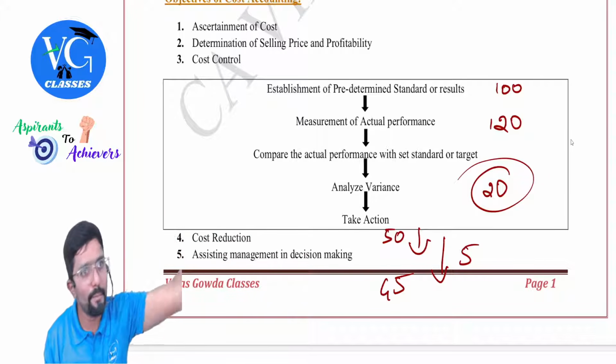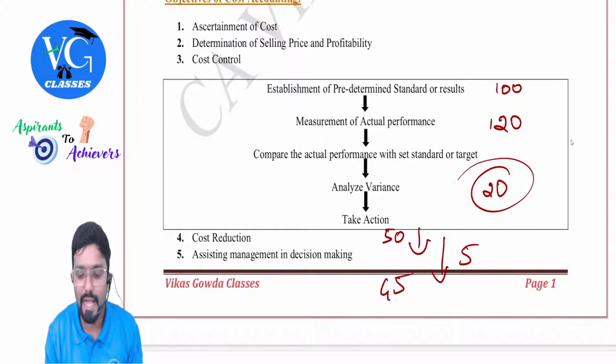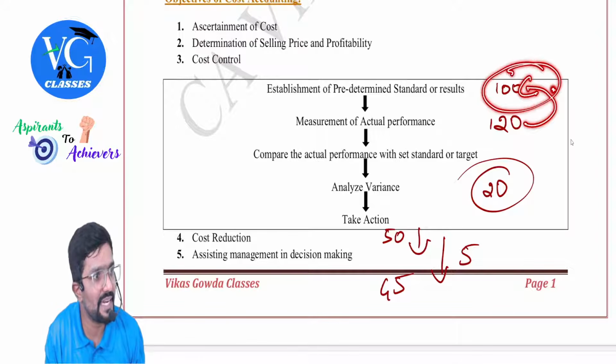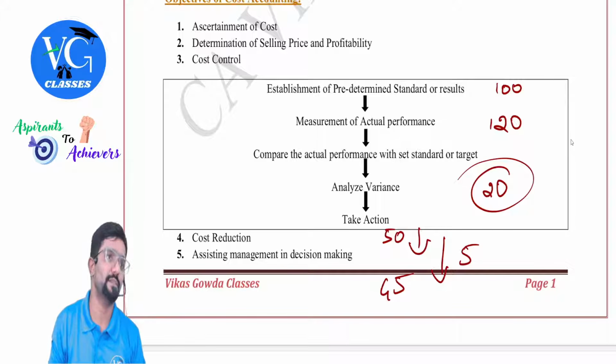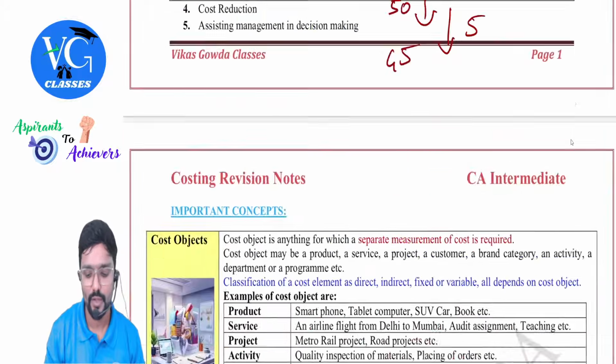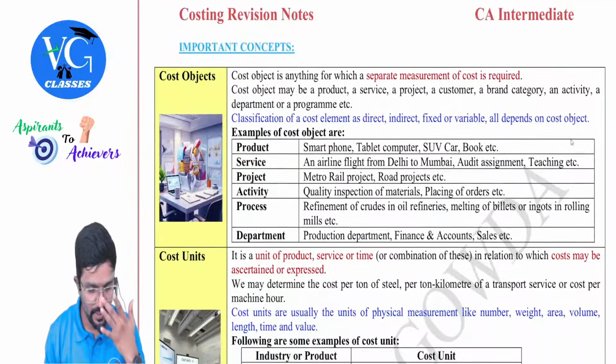Hope you are understanding. So it is more about past and present. In the present, I am trying to match with my what? Standard cost. How did I fix my standard cost? Based on my past performance, based on my past cost data.